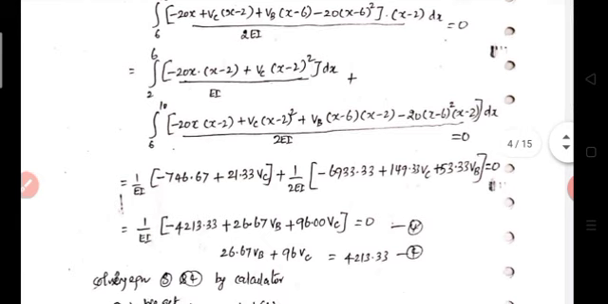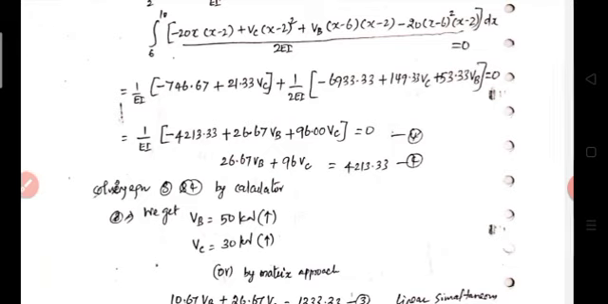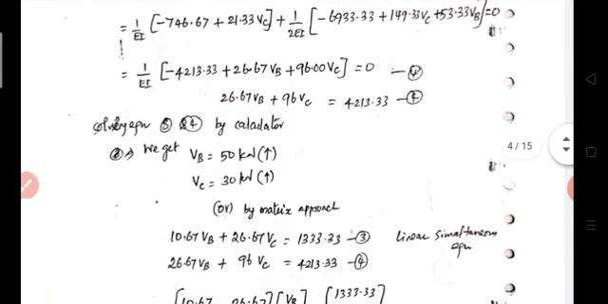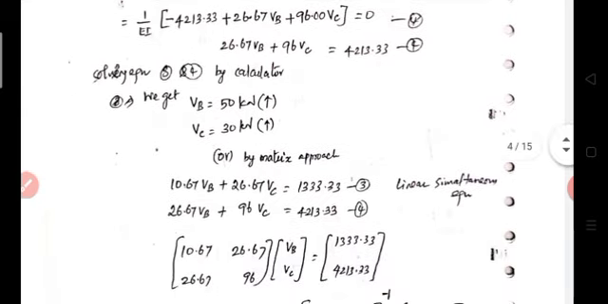The final equation will be 26.67 VB plus 96 VC is equal to 4213.33. This is equation 4. Okay, now solve equations 3 and 4 by calculator, manually. Okay, so we get VB is equal to 50 kilonewton, VC is equal to 30 kilonewton.